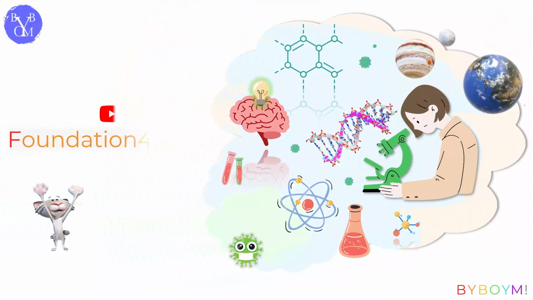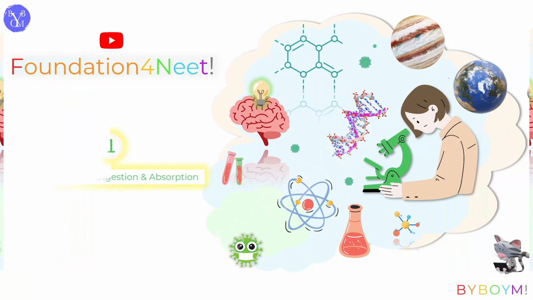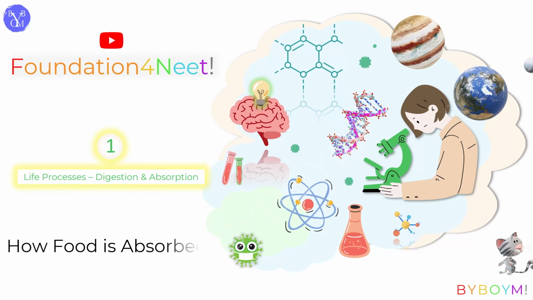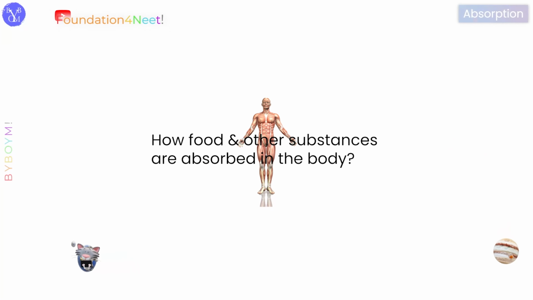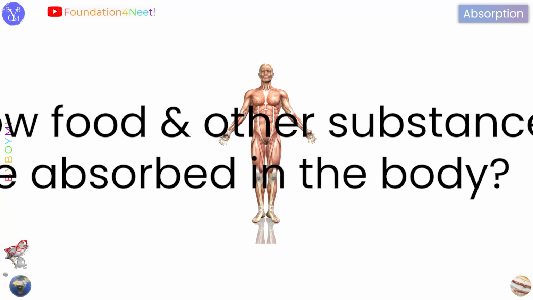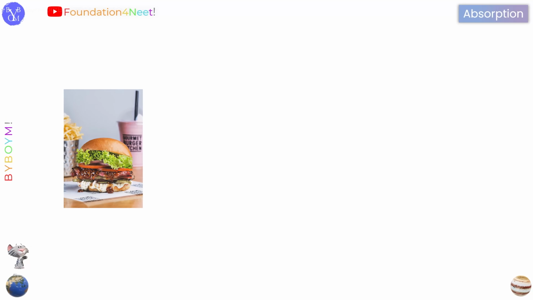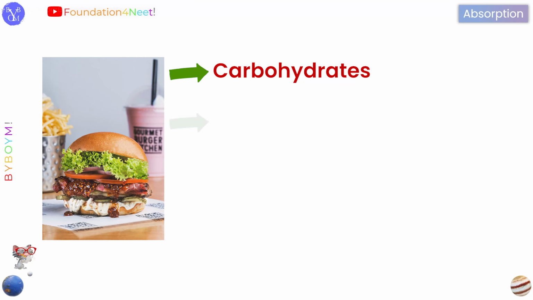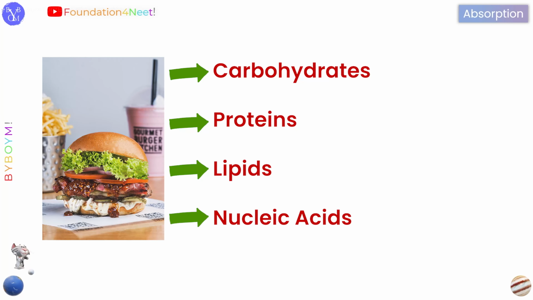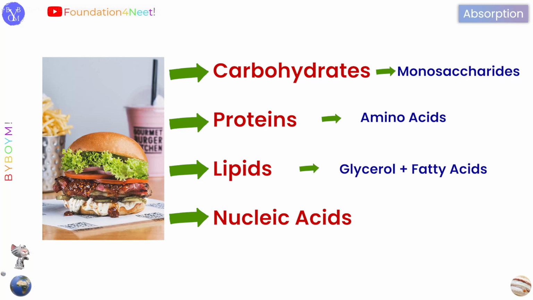In our journey of understanding life processes, we are now on the verge of completing digestion and absorption. Today we are going to understand how food and other substances are absorbed in the body. We saw in the last video how food composed of macromolecules like carbohydrates, protein, lipids and nucleic acids is broken down or digested into simpler compounds such as monosaccharides, amino acids, glycerol, fatty acids and nucleotides.